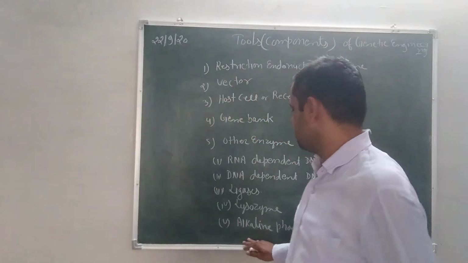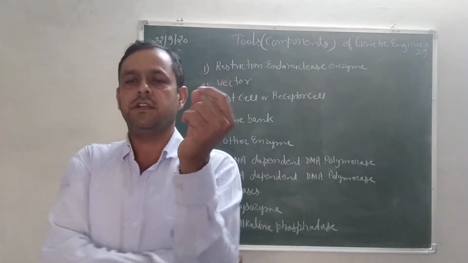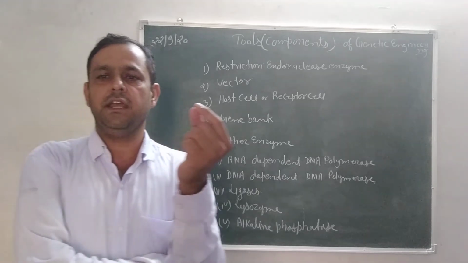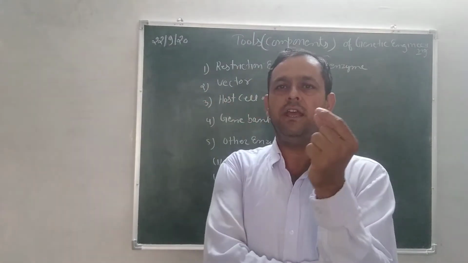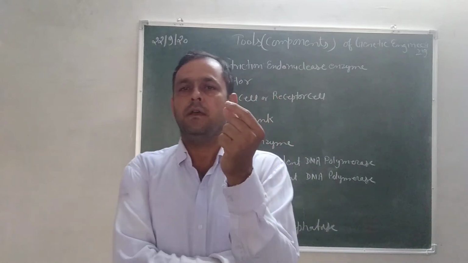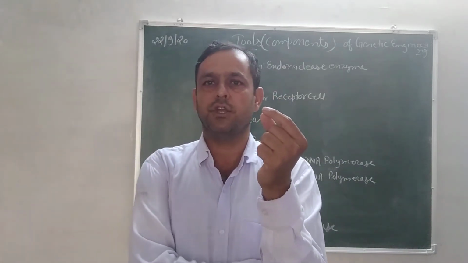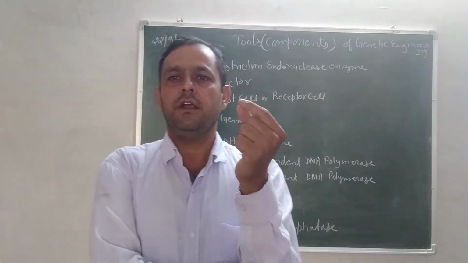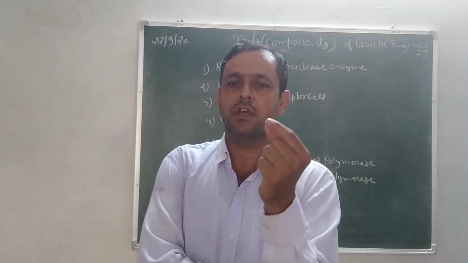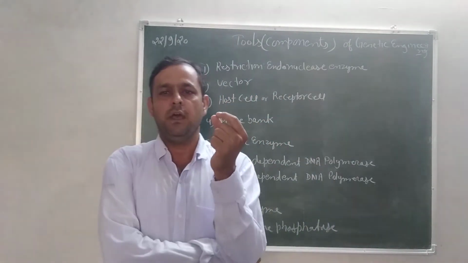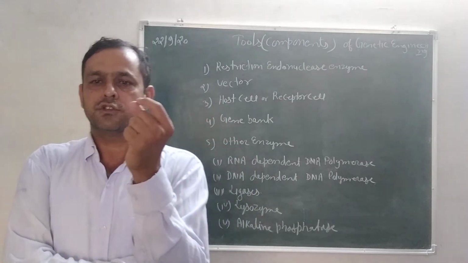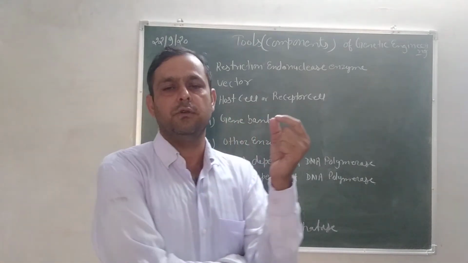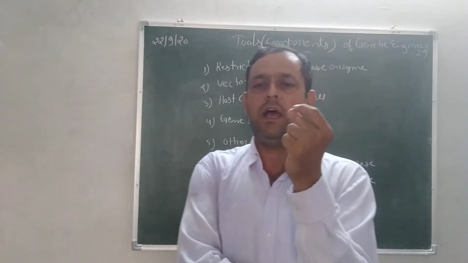We are starting from the last, alkaline phosphatase. It cuts the phosphate at the 5' end of circular DNA and helps in keeping the DNA linear, because the plasmid DNA is a circular DNA, and whenever we cut this circular DNA, its nature is to make itself circular again. So alkaline phosphatase helps in keeping DNA linear so that the foreign DNA can be inserted in it. This enzyme prevents the circular nature of DNA from forming again.